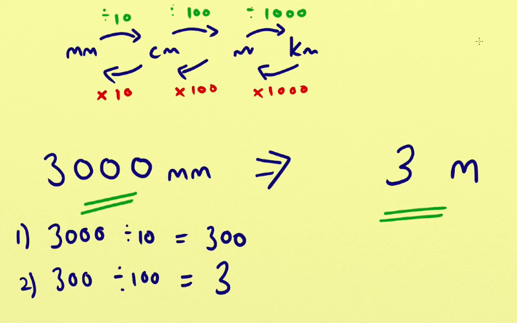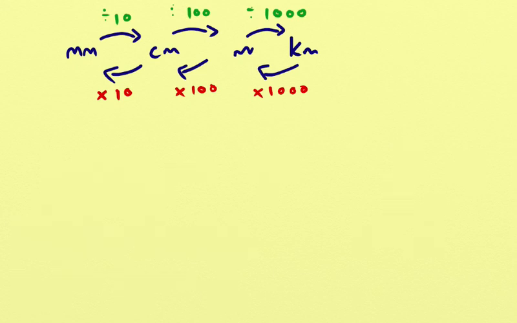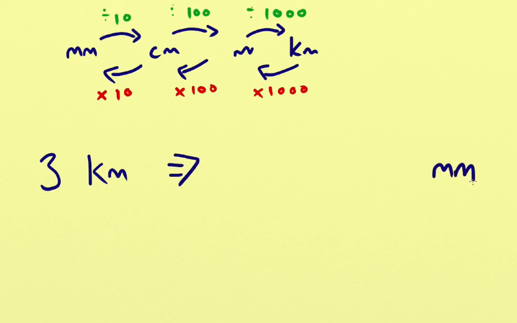One more example then. Let's say we had something on the larger end. Let's say we had 3 kilometres, and we want to convert that to millimetres. So we're starting at this end and we've got to get all the way back to this end. So 3 kilometres, what is that in millimetres?